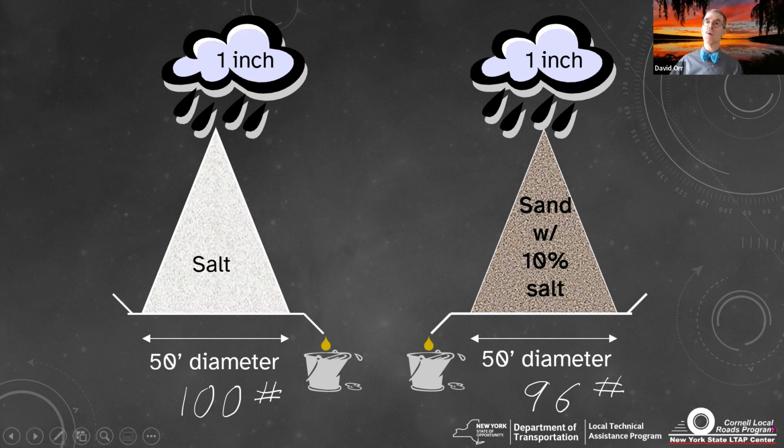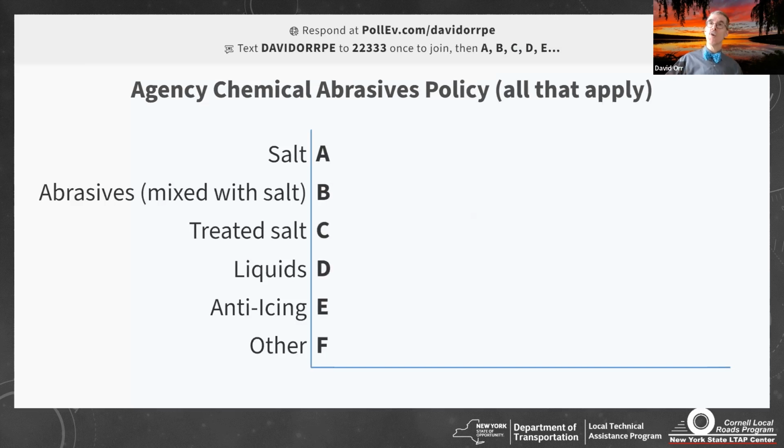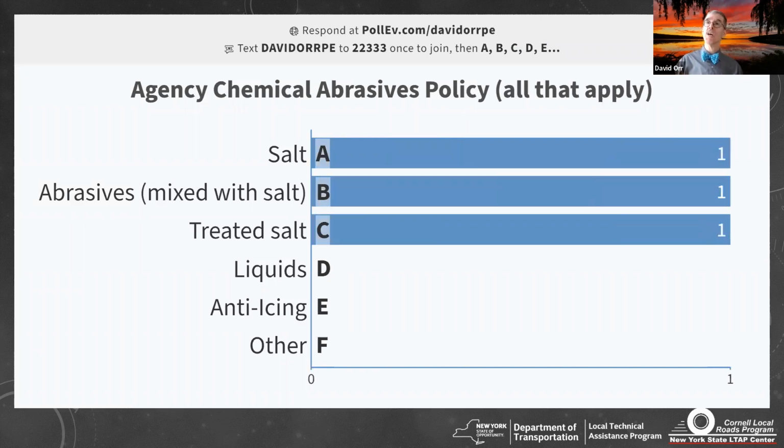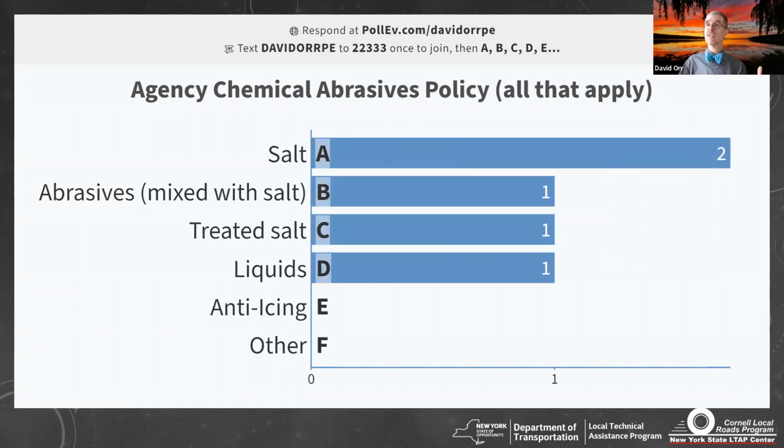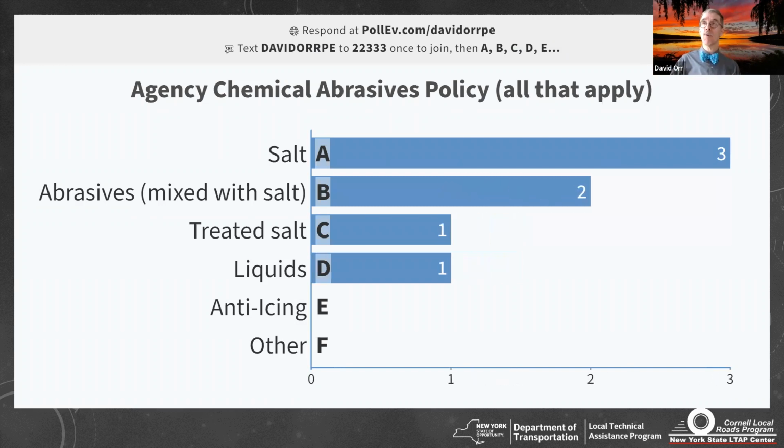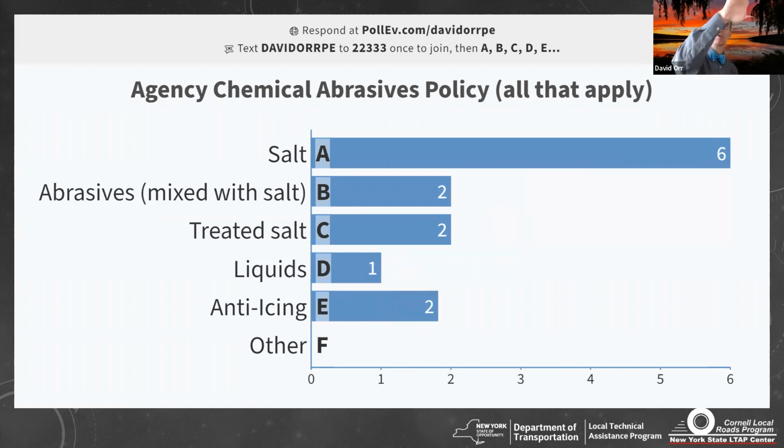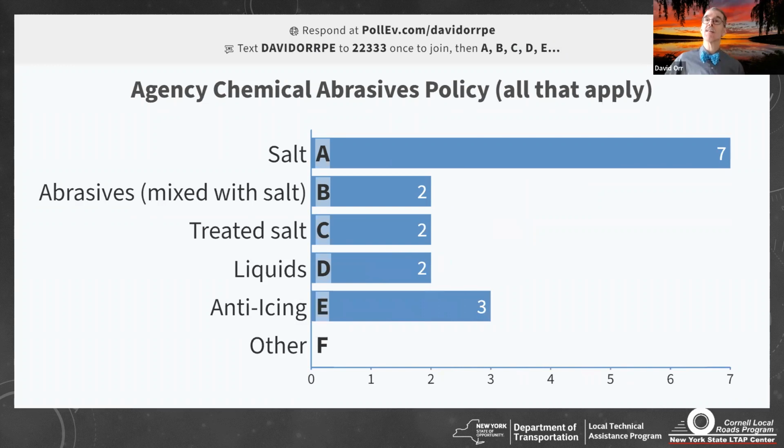Okay, so let's just see what you have in the way of policies. You can click on any of these you want. If you've got a salt policy, an abrasive policy, treated salt, if you use liquids, an anti-icing program, or some other techniques, like some people mentioned they put up snow fences, click on other. But if you do other, please put in the Q&A what that other means. Okay, let's see what we get here.